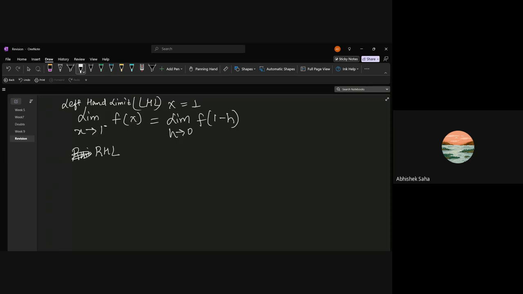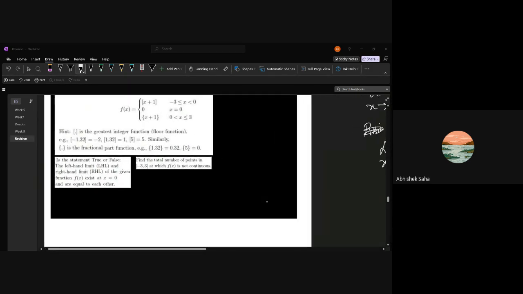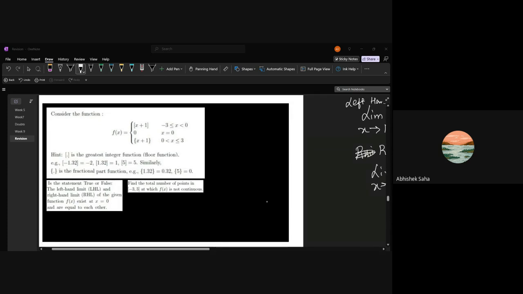RHL is limit x tends to 1 plus f of x, which is limit h tends to 0 f of 1 plus h. Got it? How to calculate left hand limit, right hand limit? So this question says that this is the function we have. We have to check the limit of that function at x equal to 0. See, is the statement true: the left hand limit and the right hand limit of the given function exist at x equal to 2.